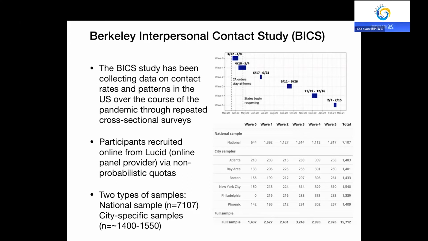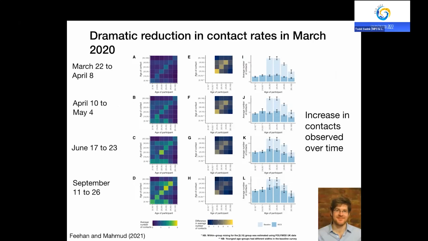We might add more cities in the future. So this is just to give you a sense of what our data looks like. And this is what the contact matrix looks like. The first column here is showing contact patterns over time. And you can clearly see, as we're going from very early in the pandemic, from March 2020 to September 2020, contact patterns start to increase. The more yellow-greenish colors are indicating higher levels of contact.